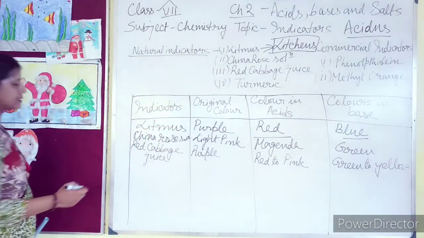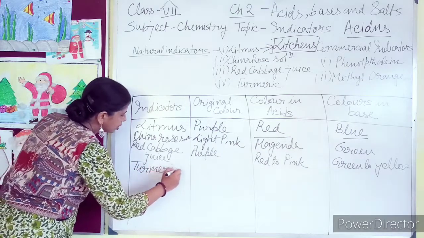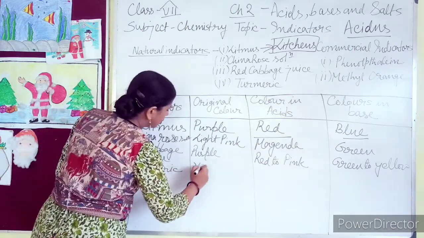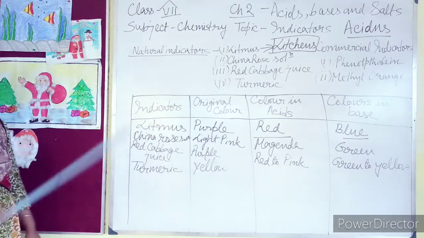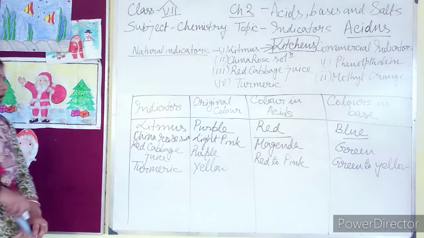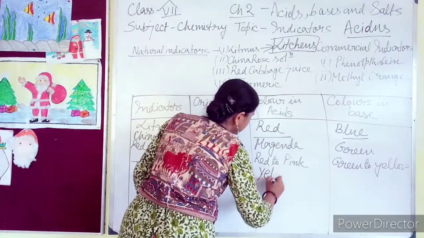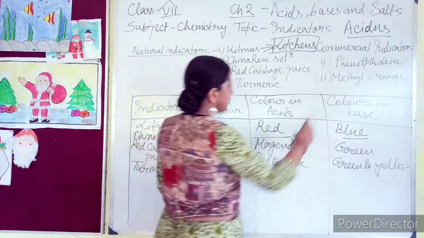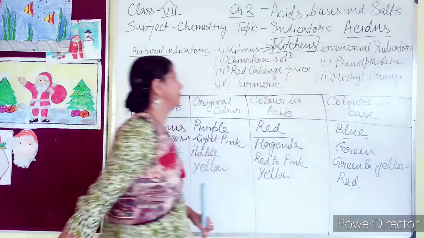Now next one is turmeric. Turmeric original color is yellow. Just now I told that in base the color changes to red. In acid the color remains the same, it is yellow only. In base the color becomes red.